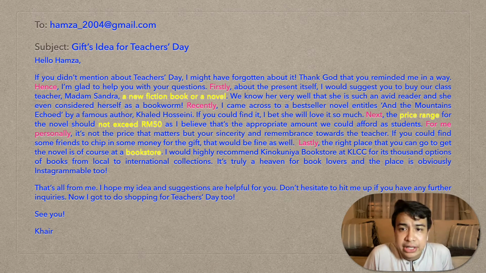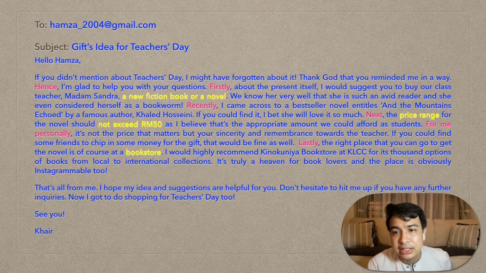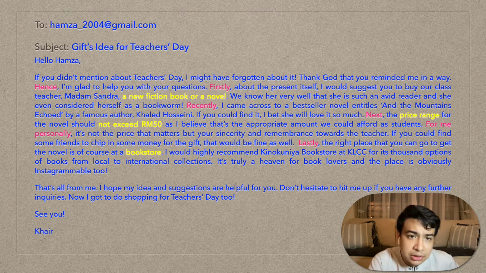The second requirement or the second task, you start by using the cohesive device "next." Next, the price range for the novel should not exceed 50 ringgit.